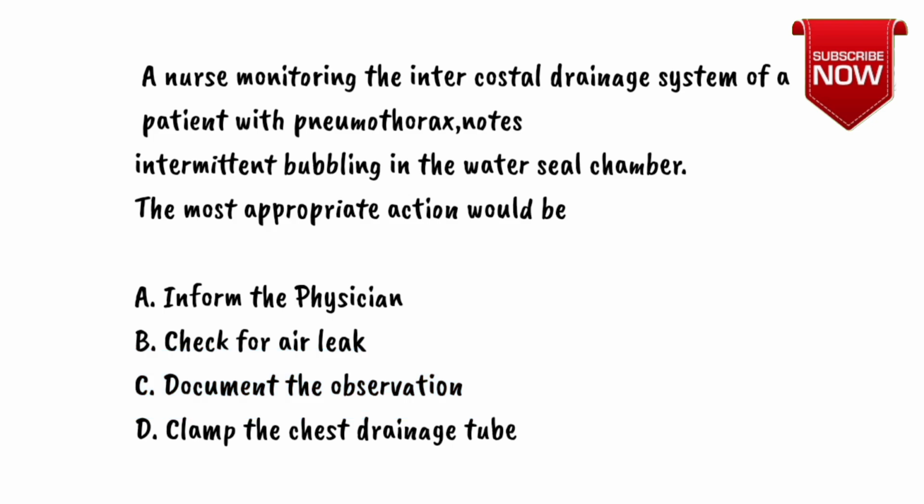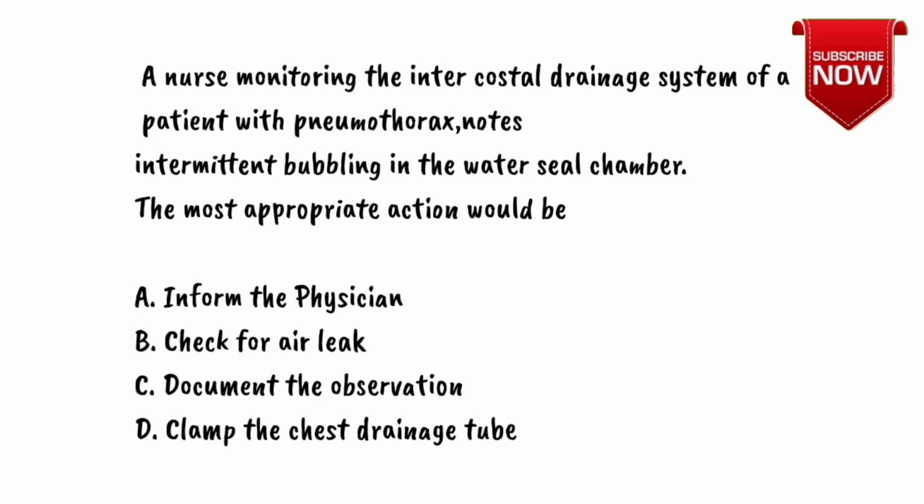Intermittent bubbling in the water seal chamber indicates air leakage. It is normal in a patient with pneumothorax when the patient exhales or coughs. Continuous bubbling of the chamber indicates a large air leak between the drain and the patient. At that time, check the drain for disconnection, dislodgement and loose connection. Then assess the patient's condition and inform the doctor.